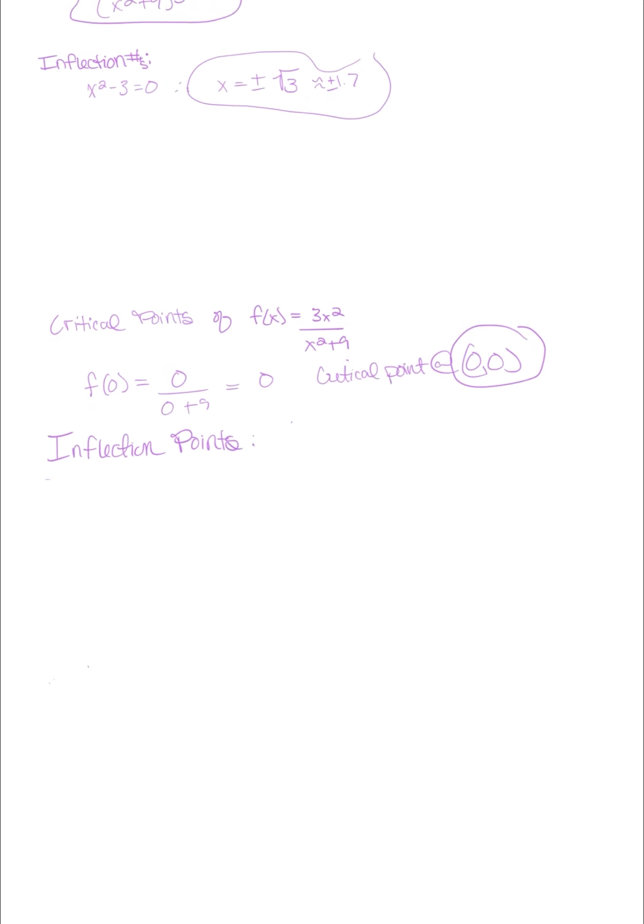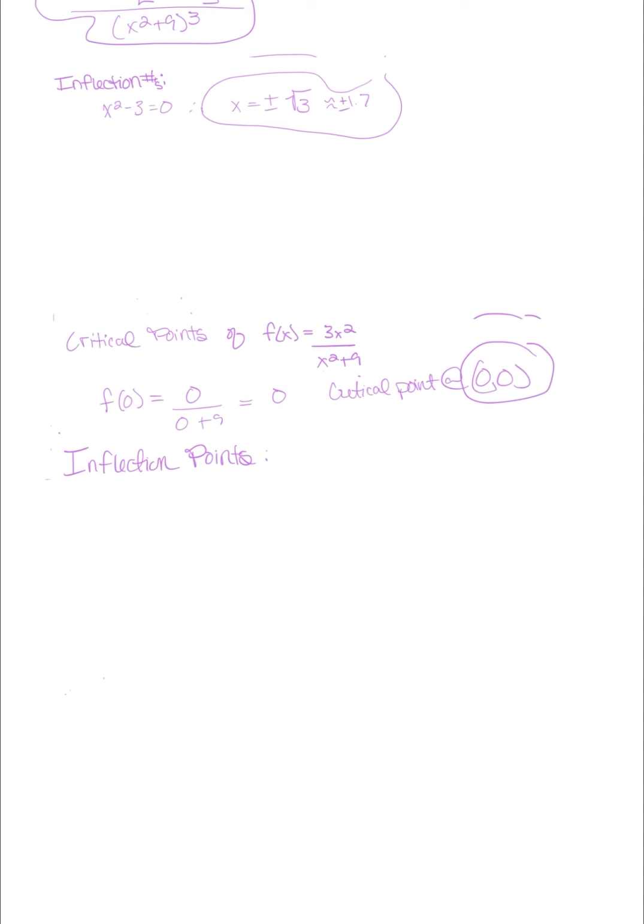Okay, so our inflection points are where we have the square root of 3. So we're going to plug that into the original function to find our corresponding y value when x equals square root of 3. We have 3 times square root of 3 squared over square root of 3 squared plus 9. That's going to be just 3. And so we're going to have 9 over 9 plus 9, which is 18, which equals 1/2. So that means we have a point at square root of 3, 1/2.